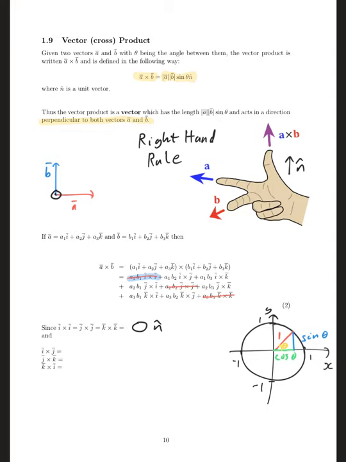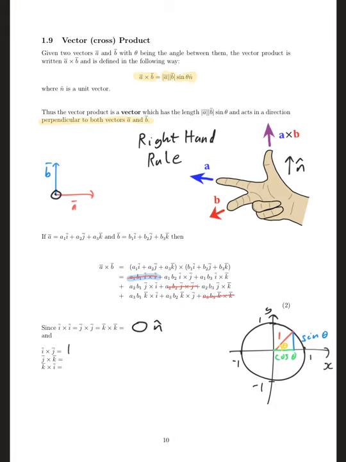Between any pair of them is 90 degrees. So sine of theta is going to be 1. And the lengths of the two are also going to be 1. So the length of any of these vectors is going to be 1. But the question is, what direction does it point in? Or what is the appropriate unit vector to use here to give it direction?